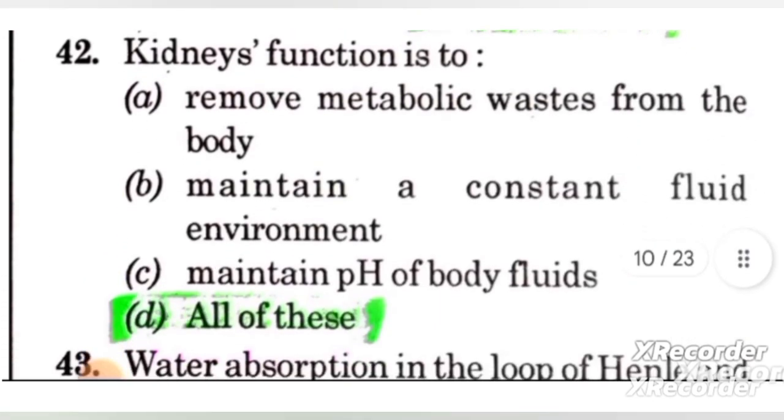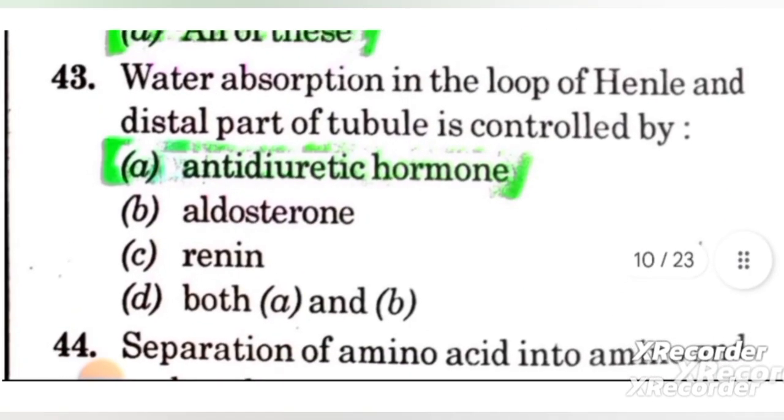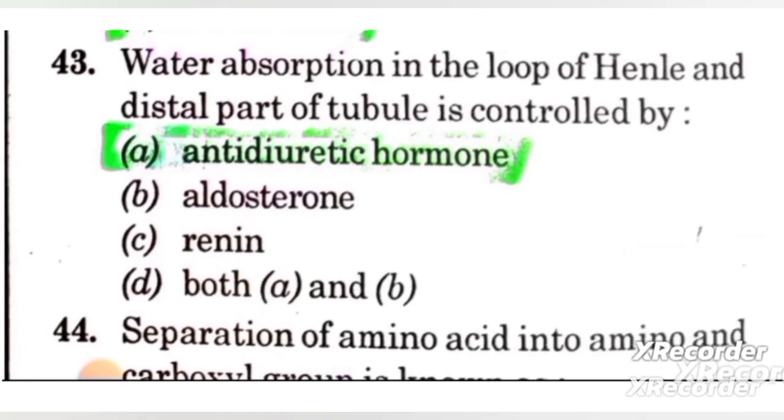Next 42. Kidney's function is to answer D. All of this. Answer A. Remove metabolic waste from the body. B. Maintain a constant fluid environment. Next C. Maintain pH of body fluids. These three are correct. Next 43. Water absorption in the loop of Henle and distal part of tubule is controlled by answer A. Antidiuretic hormone.